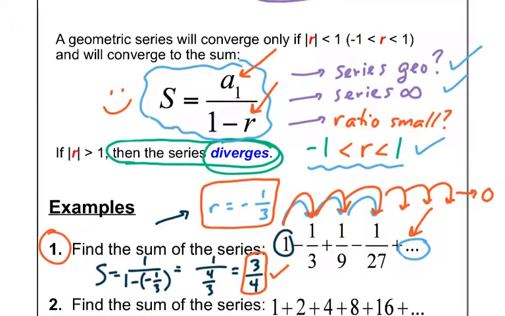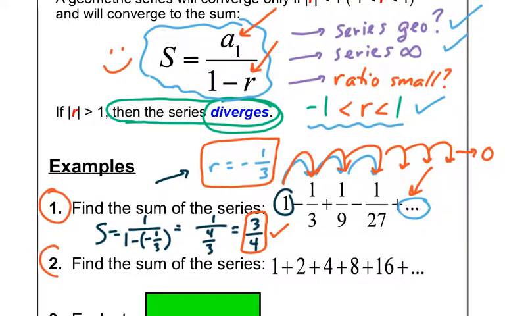All right, can we try number 2? Number 2 here says, find the sum of the series. So let's do our checklist again. I'll clear it off on the right-hand side here. All right, is it geometric? Let's see, from term to term, what am I multiplying by, if anything? It looks like it's doubling. So I think here my ratio is equal to 2. All right, that's great. So definitely geometric. Is it infinite? I see dot, dot, dot, so yes.